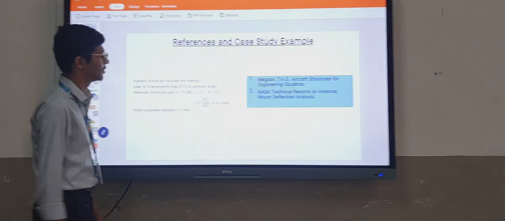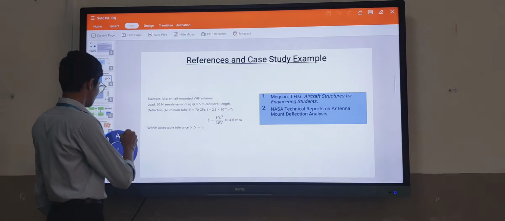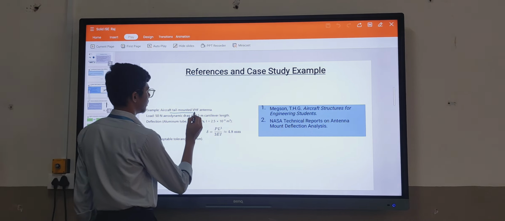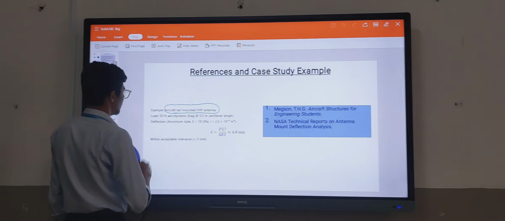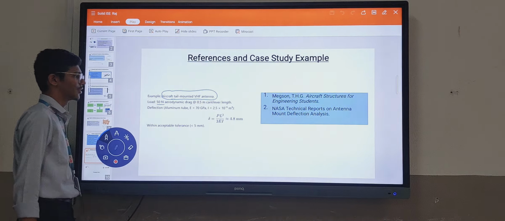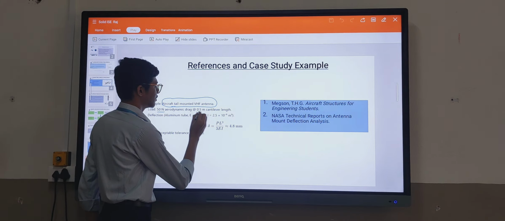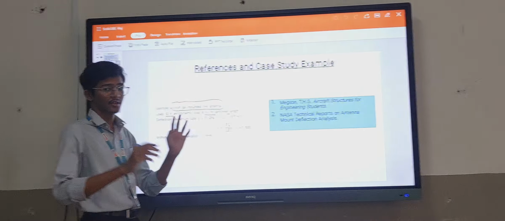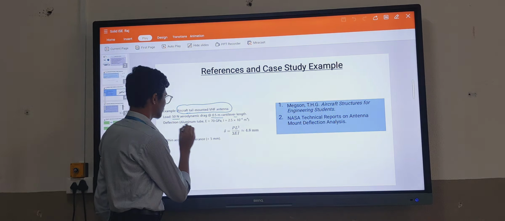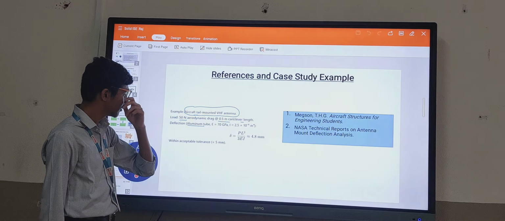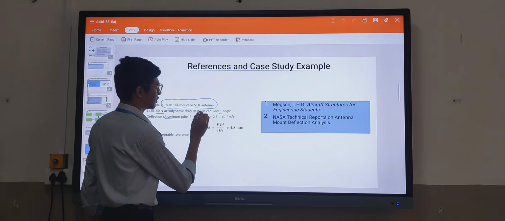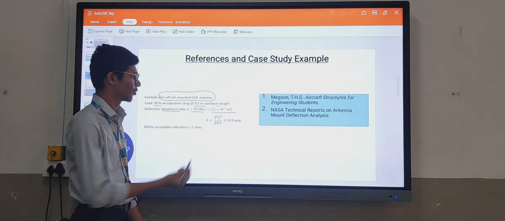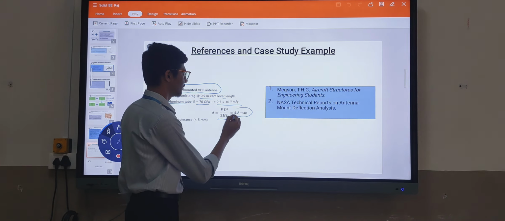Next, the case study example. Here is the case study example. The antenna is a VHF antenna on the tail, and the load applied is 50 newton of aerodynamic thrust and drag, with a cantilever length of 0.7. So we can see the deflection here. The antenna material is usually an aluminum tube, and then we can apply the formula delta equals P L cubed by 3 E I to get the value of the deflection.